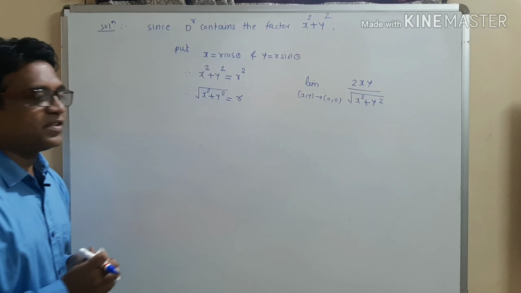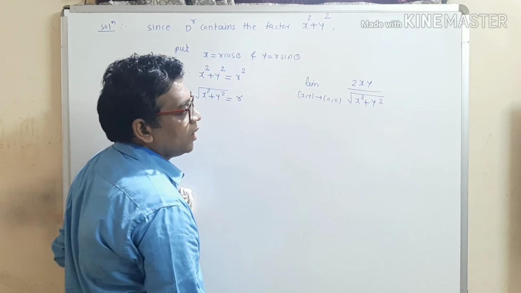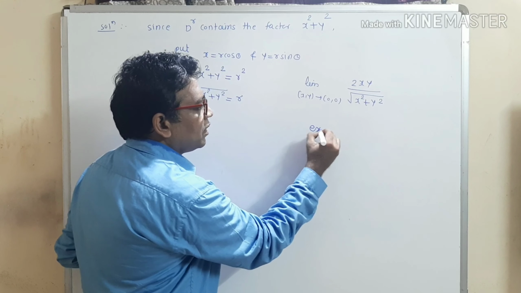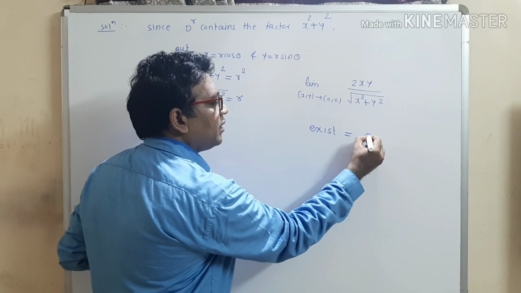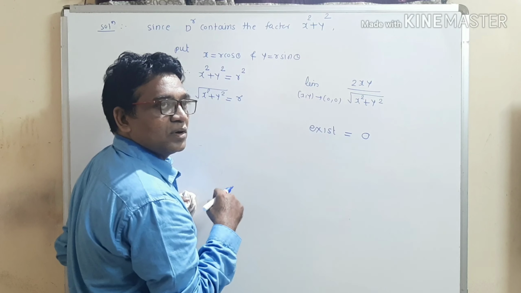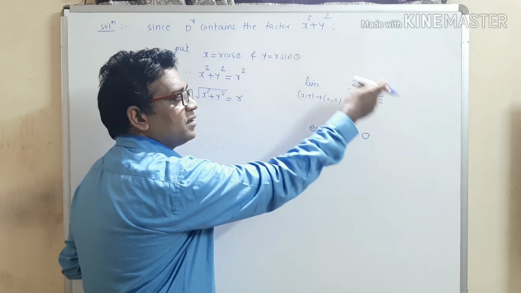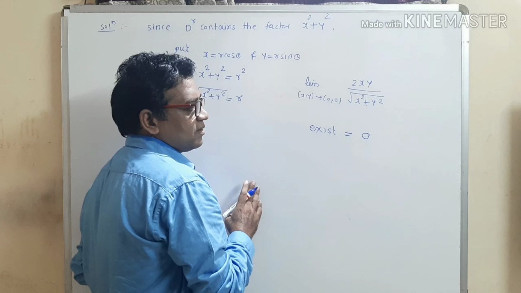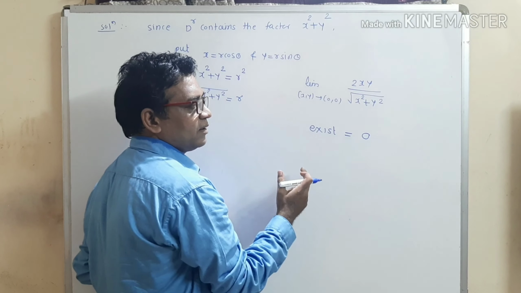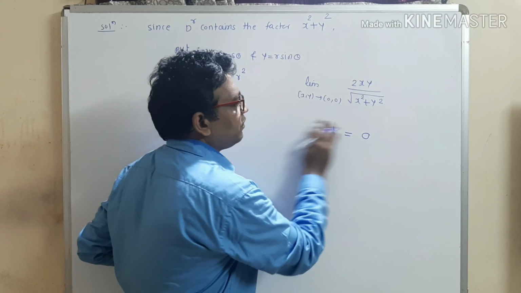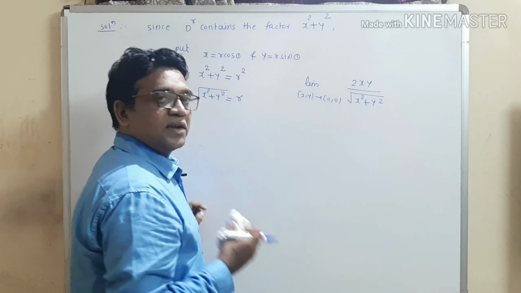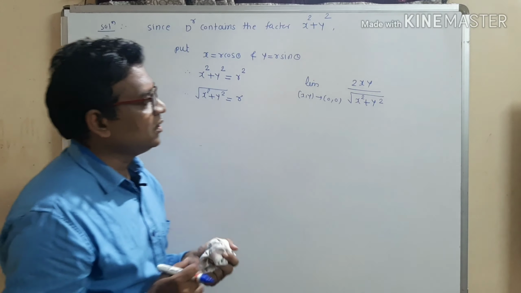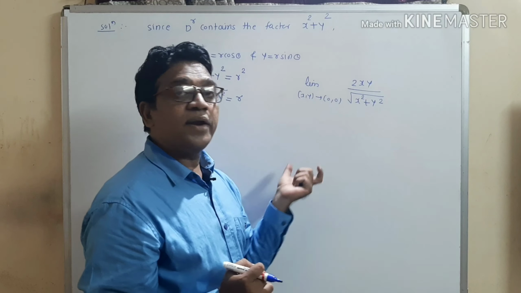Now what is our observation? If the denominator contains the factor x square plus y square, then its limit will exist and it is given by the particular value 0. Always 0 is the limit of this function. Now the question is how to find out the 0 limit. So for that, we always require a method. That method is called the analytical method of finding the limit.